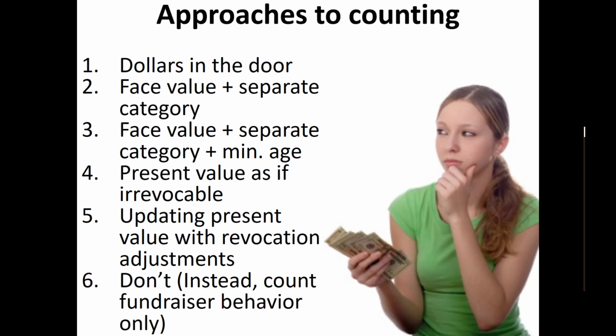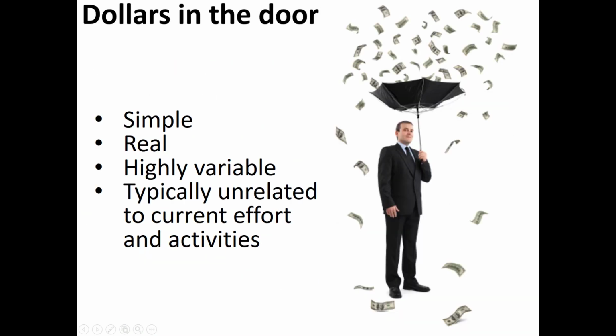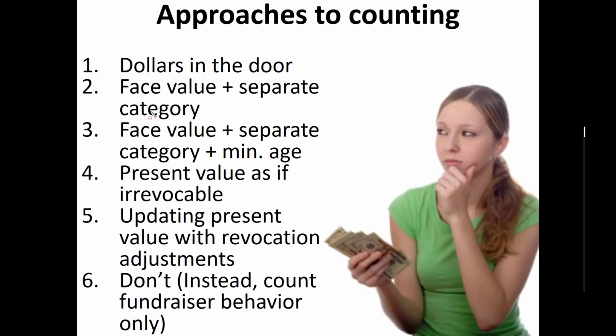Okay, so let's look now at approaches to counting. We've already seen all of the different issues that may come into play there. So now let's look at what are some different strategies. And I want to share with you 6 different strategies that organizations can use to count. We're going to look at the strategy of just counting the dollars that come in the door. We're going to look at the strategy of just counting the face value, but put it in a separate category. So face value means if I estimate that's a $1 million gift today, then it's going to count as $1 million, right?